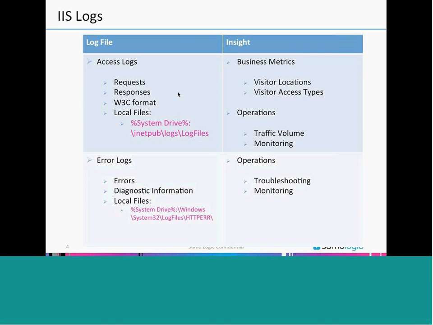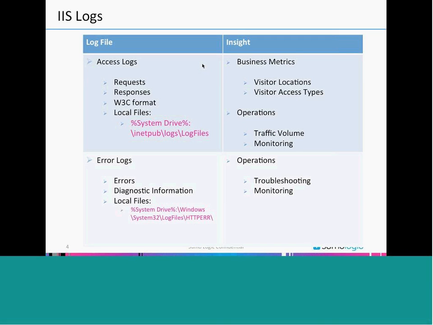First one is access logs. These logs keep track of all the requests and the responses from the servers to those requests, and they're usually logged under the World Wide Web Consortium format. By default they are logged to local files under this path. It's usually the system drive, most of the time the C drive, /inetpub/logs/log files.